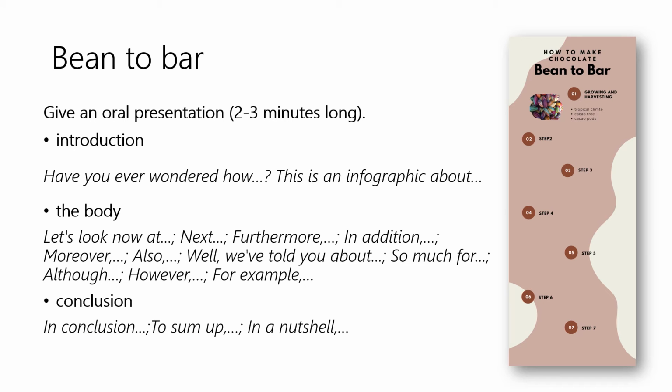Once you have created your infographic, you will work on your narration. Your presentation is going to be divided into 3 parts: introduction, the body, and conclusion. Here are some phrases you can use to introduce the topic, talk about the process of chocolate making, and sum up your talk. Pause the recording and do the task.